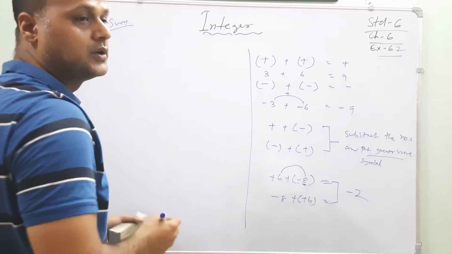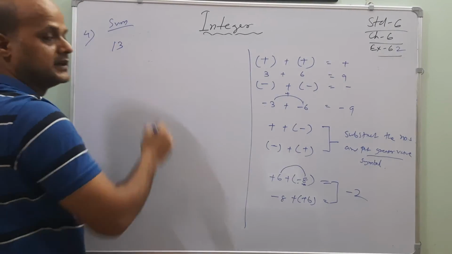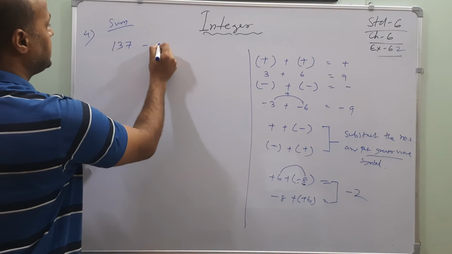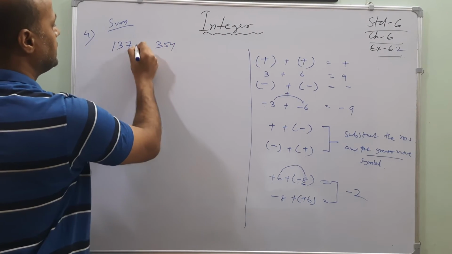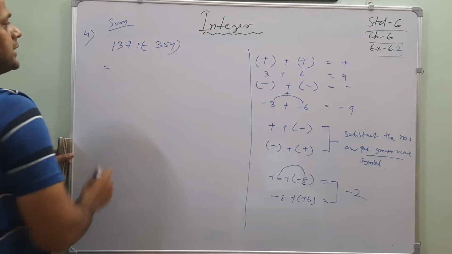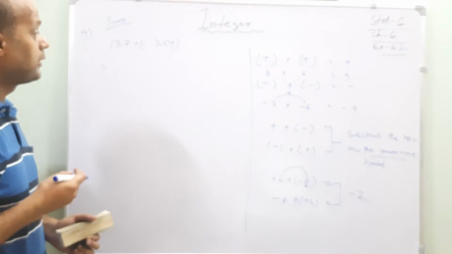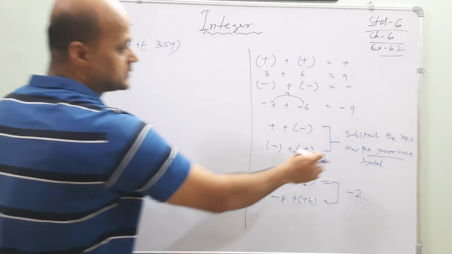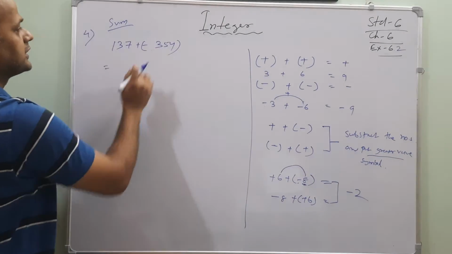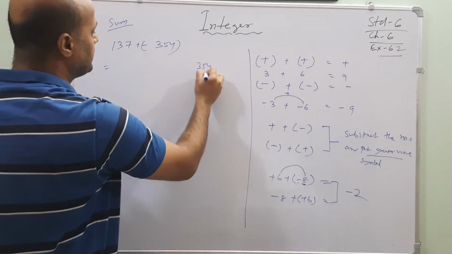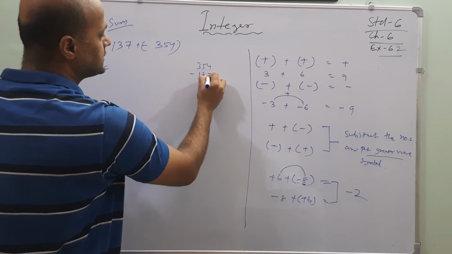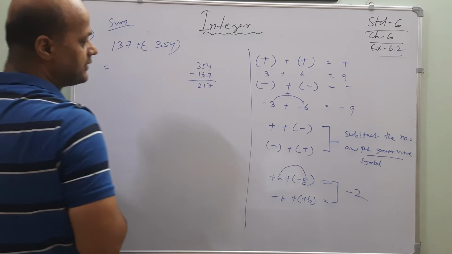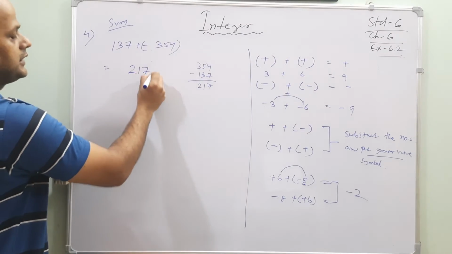Okay, what is that? 130... It's saying about what? 137 minus 354. You have to add it. Now according to our rule, 1 plus 1 minus is there. What you have to do? Yes, subtract the numbers. Now subtract these two numbers. 354 minus 137, how much? 217. So I write here 217.